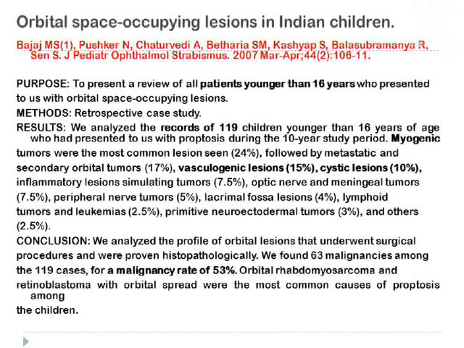This was a series presented from our center, so I wanted to highlight this. This was a 10 year study, of patients less than 16 years of age, from a pathology department. We found that the malignancy was slightly higher than the benign lesion in our setup. And amongst the malignant lesions, it was the myogenic tumor followed by other lesions, metastatic and secondary orbital tumors. And amongst the benign lesions, it was the vasculogenic followed by cystic and other lesions.